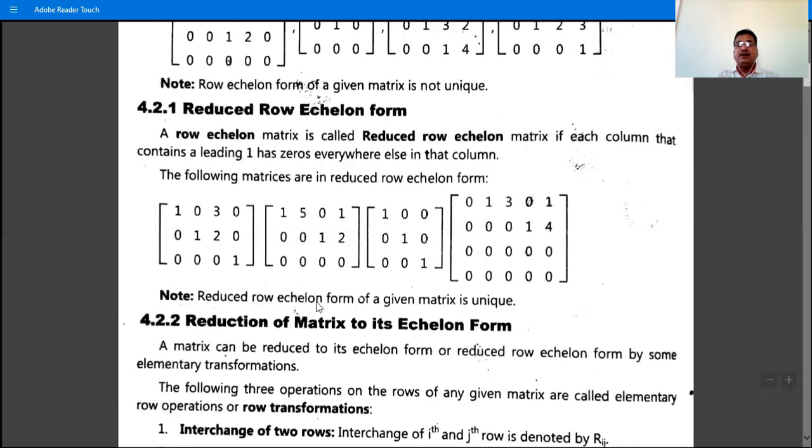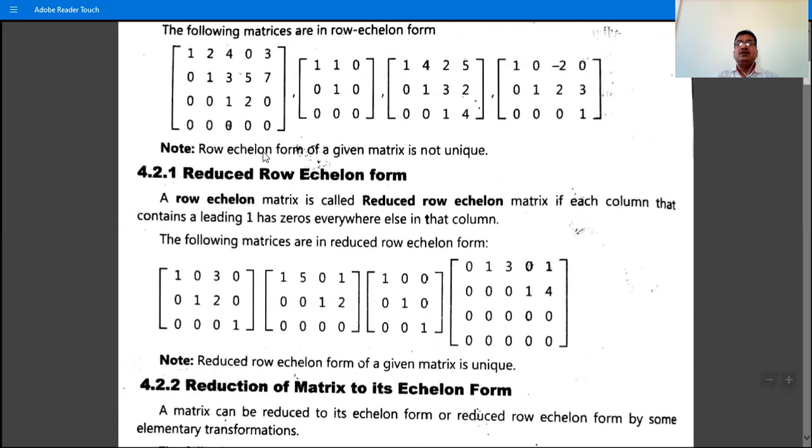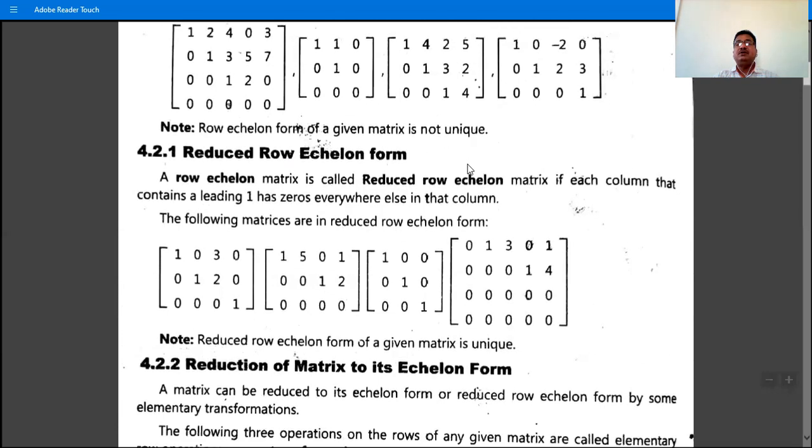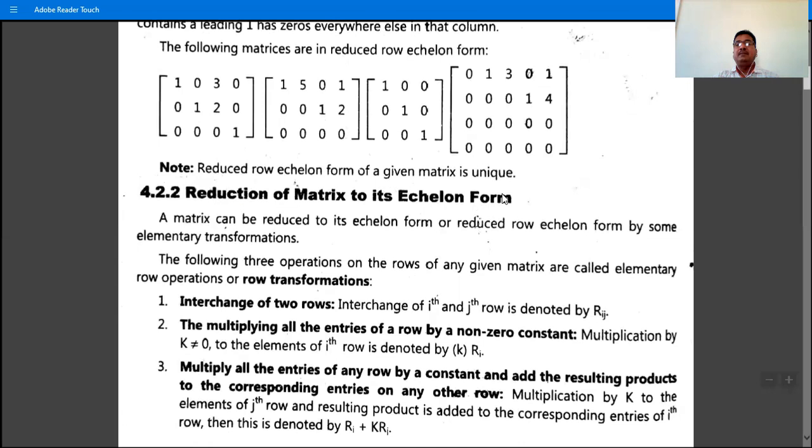So reduced row echelon form of a given matrix is unique. Like this, row echelon form of a given matrix is not unique, but the reduced row echelon form of a given matrix is unique.